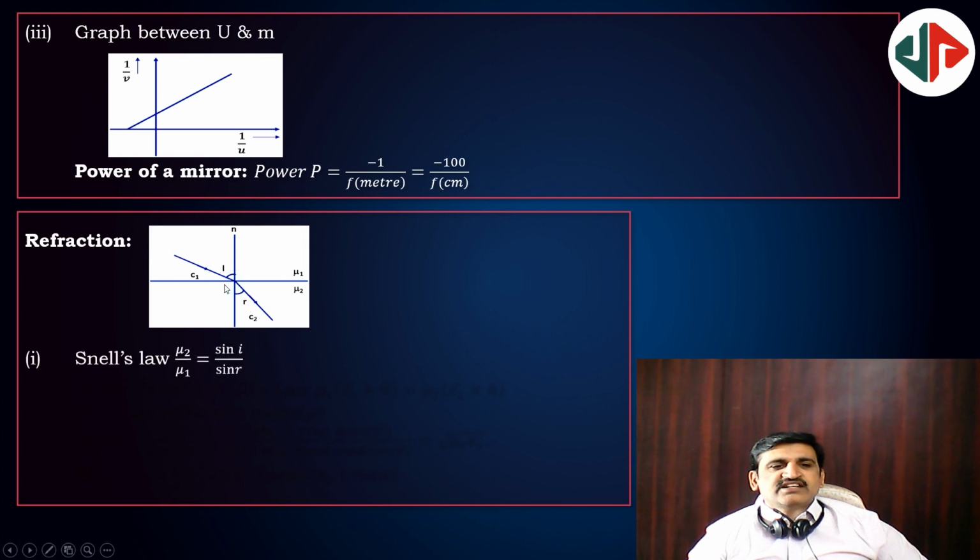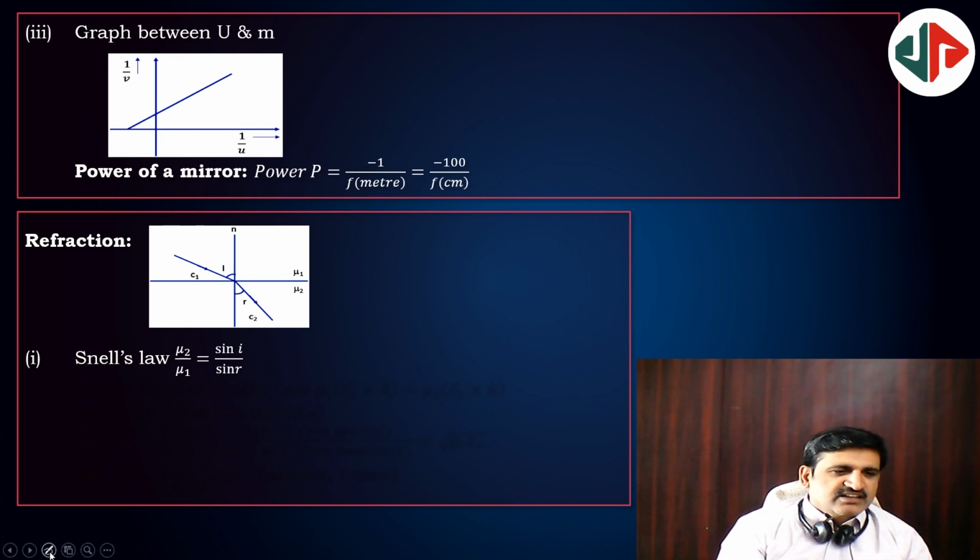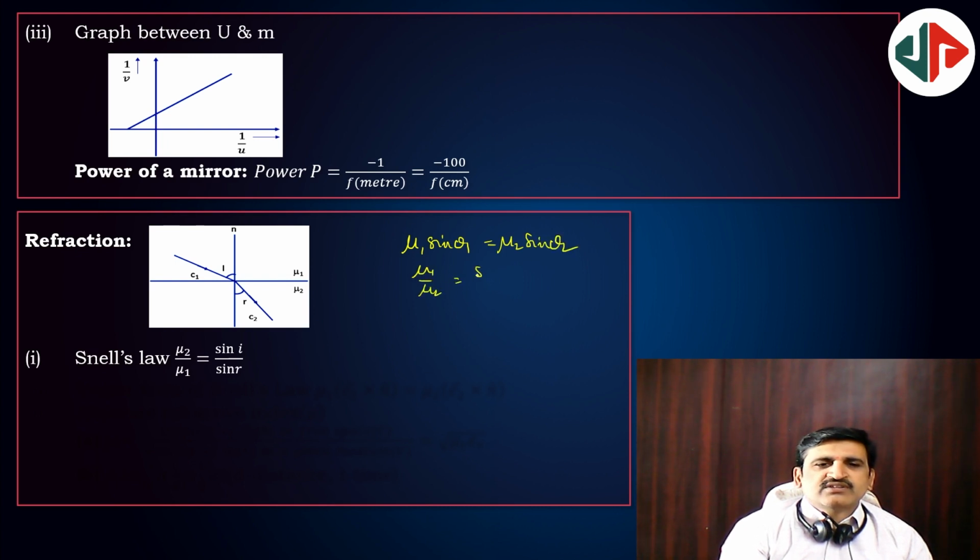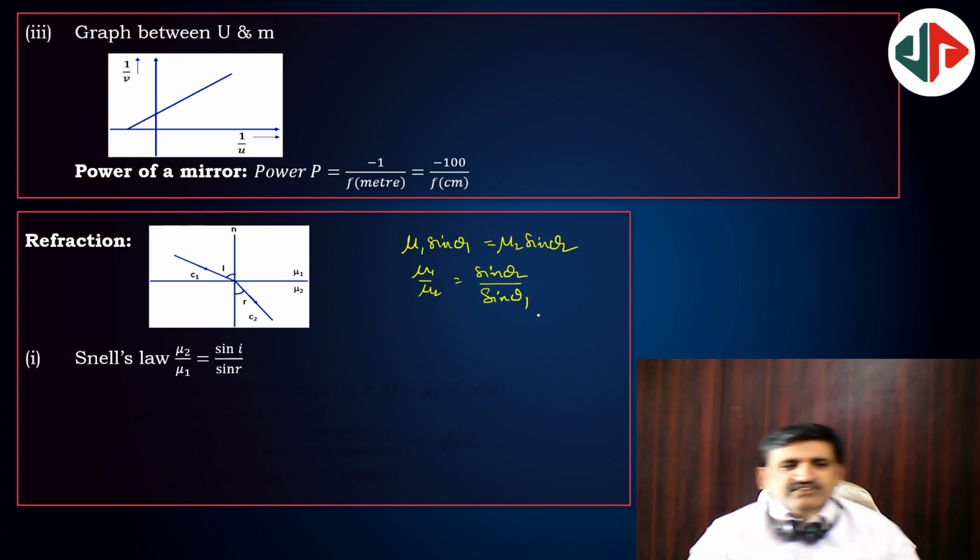Refraction. Incident angle and refracted angle, everything must be measured with the normal. Angle of incidence in one medium, angle of refraction in the other medium. Snell's law: actually, it is mu sin theta equal to constant. I think I pronounced it in reverse. Mu1 sin theta 1 is equal to mu2 sin theta 2. So, mu1 by mu2 is equal to sin theta 2 by sin theta 1. This you have to keep in your mind for refraction.